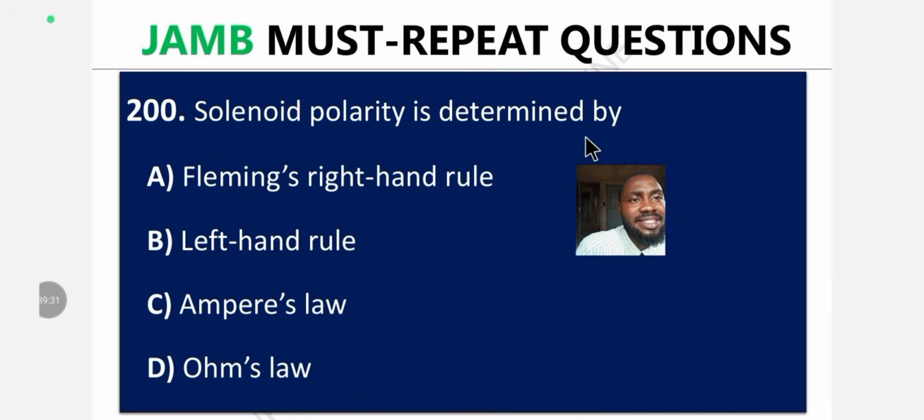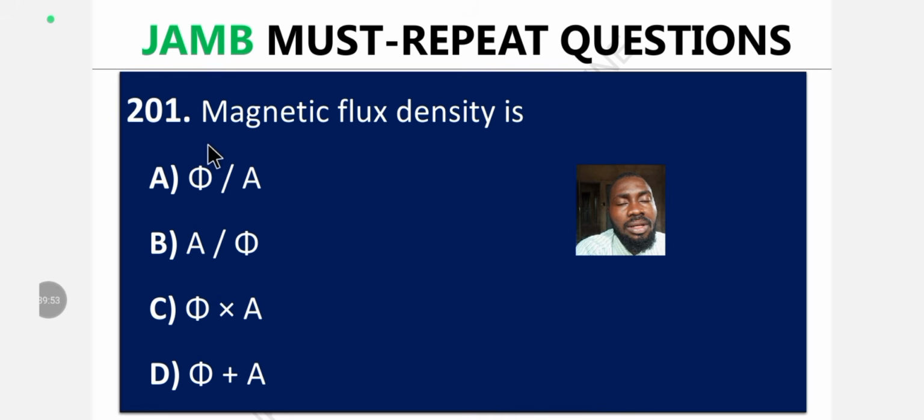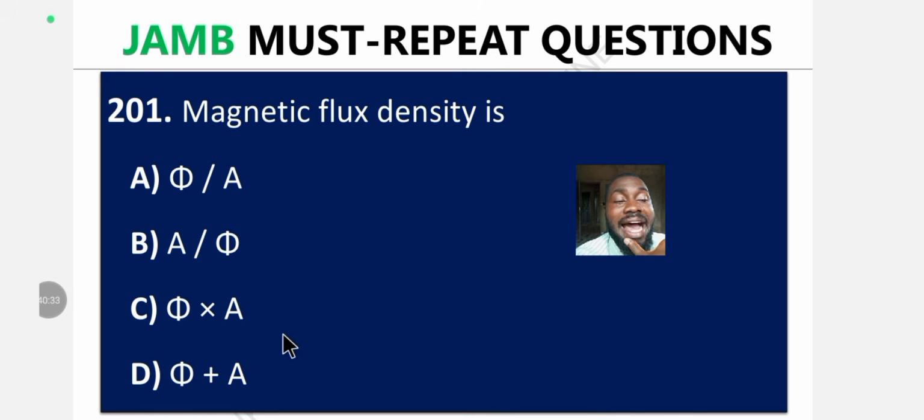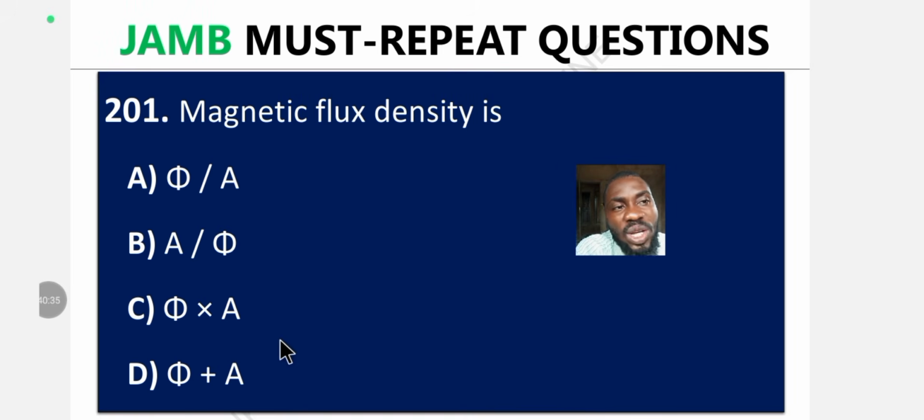Solenoid polarity is determined by what? A. Fleming's right hand rule. B. Fleming's left hand rule. C. Ampere's law. D. Ohm's law. What's the answer? Drop the answer in the comment section. Question 201. Magnetic flux density is what? A. This over this. B. That over that. C. This times this. D. This plus this. What's the answer? Drop the answer in the comment section. I swear this question is too easy. It's so easy.